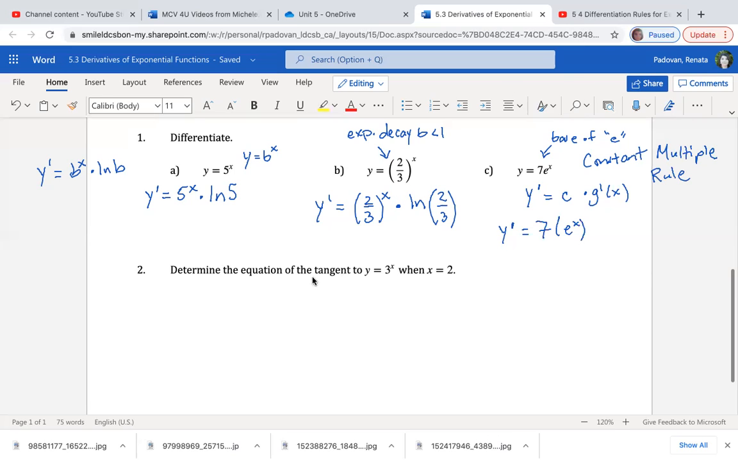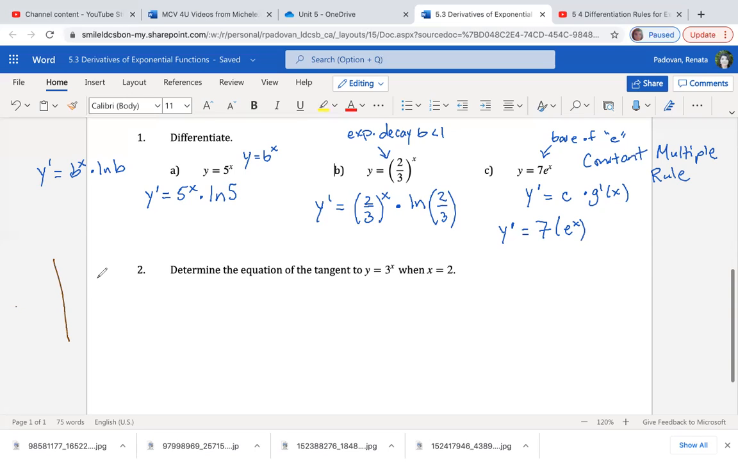Determine the equation of the tangent to y equals 3 to the power of x. So y equals 3 to the power of x is exponential growth. It's a b value. It's not a base of e. B is greater than 1, so it's exponential growth. And so we kind of know what that graph's going to look like, just showing what it's asking us to do here, right?